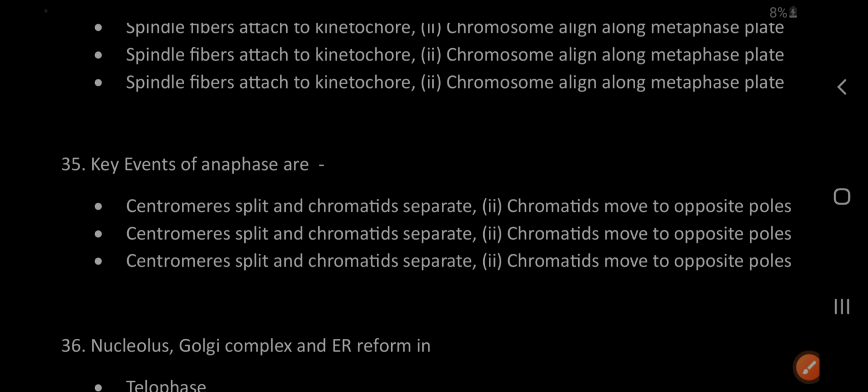Key events of anaphase are centromere split and chromatids separate. Chromatids move to opposite poles.